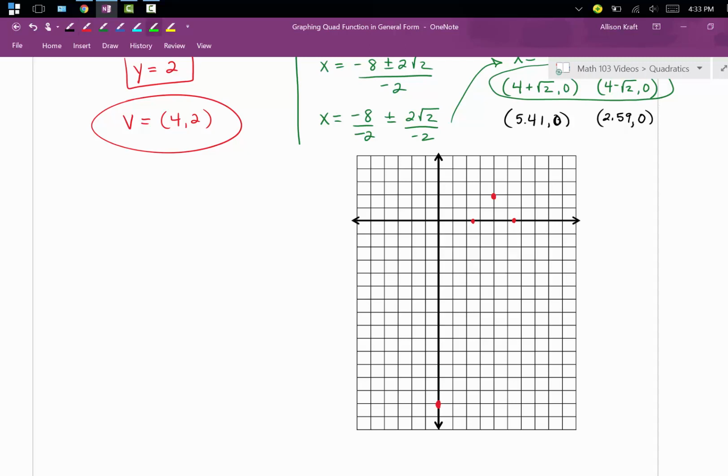We'll use the axis of symmetry to get an additional point. It's nice to have the same number of points on the left and right side of your vertex. My y-intercept is 4 units to the left of the axis of symmetry, therefore there has to be another point 4 units to the right of the axis of symmetry. And we draw in our parabola.